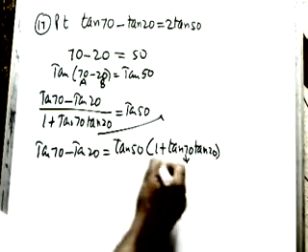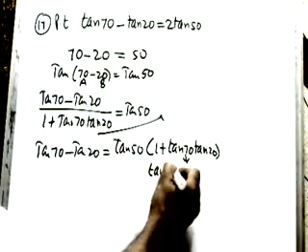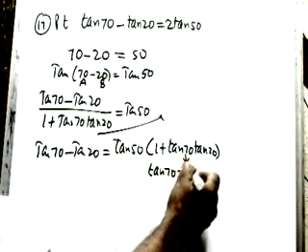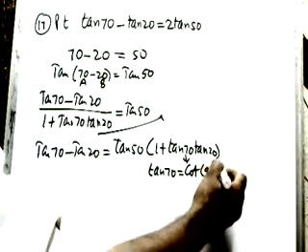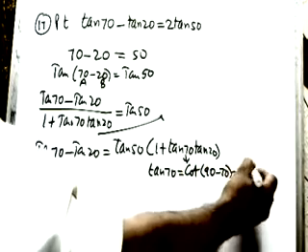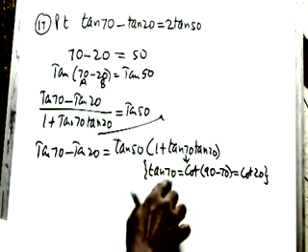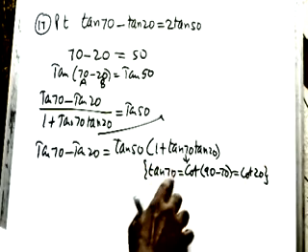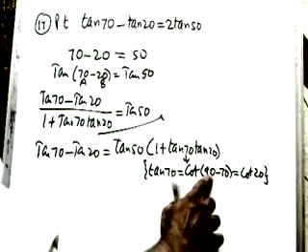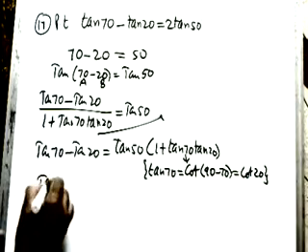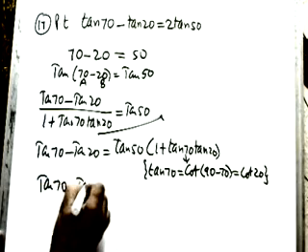Now let me change one of these. Suppose tan 70 can be written as tan theta. Let me change it into cot. Tan theta is cot (90 minus theta). So cot (90 minus 70) is cot 20. Once more, here I want to change tan theta into cot. Tan theta is cot (90 minus theta). So 90 minus 70 is 20. So we can keep here cot 20.